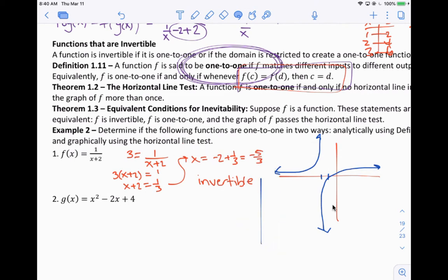Well, there's a second test, you can guess it. It's the horizontal line test. The horizontal line test determines one-to-one. So it's the same idea. It doesn't prove that it's not a function.